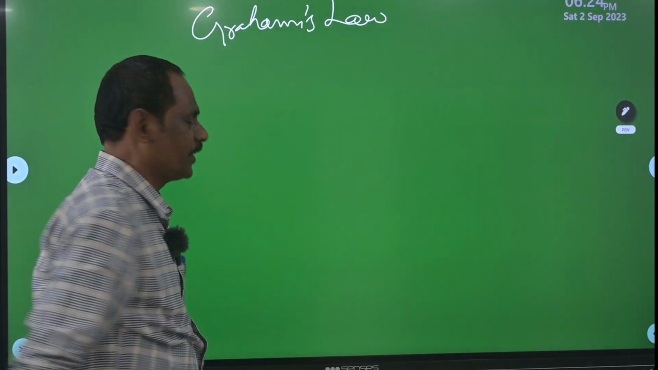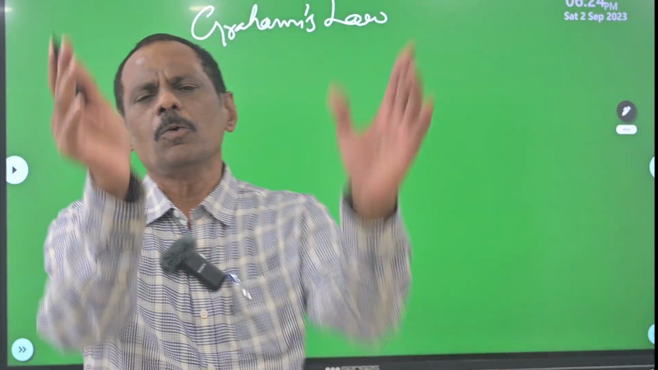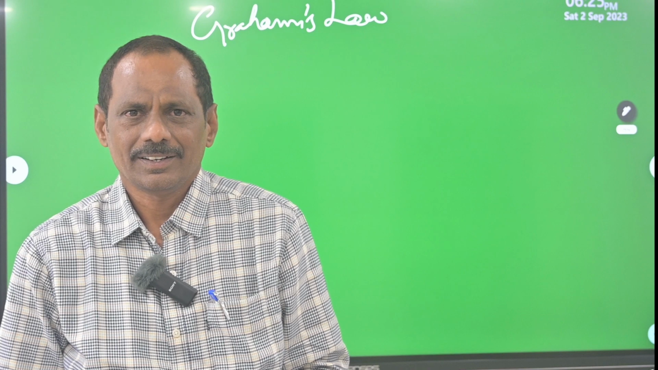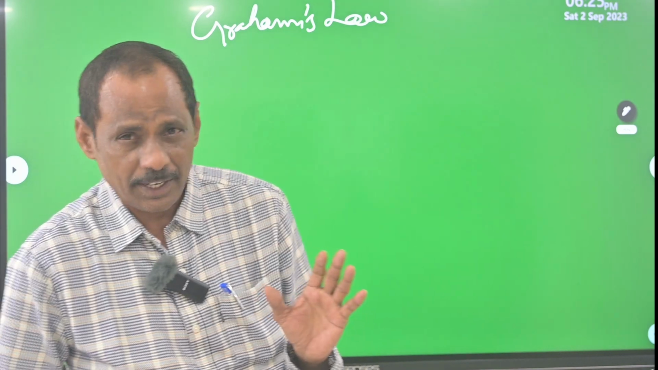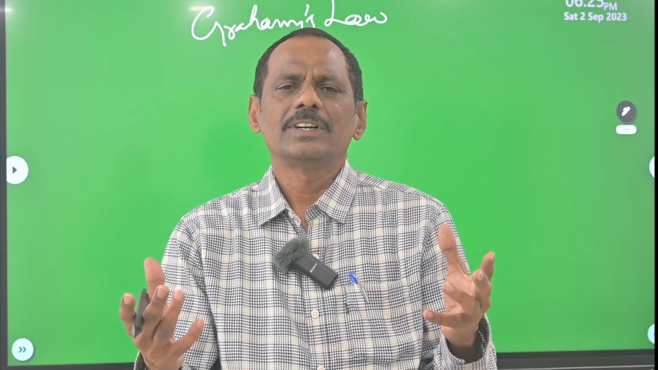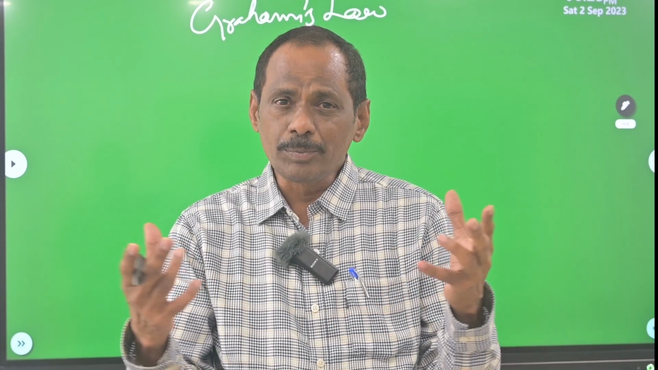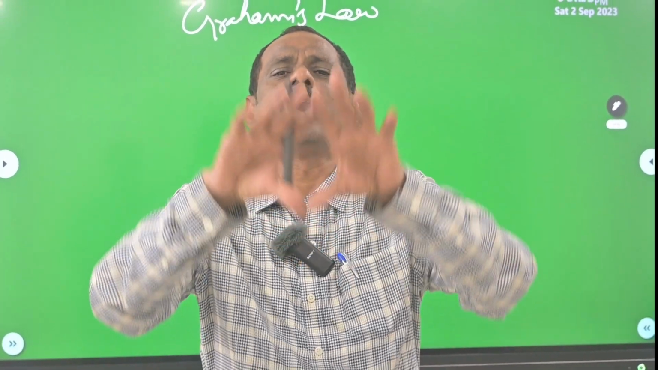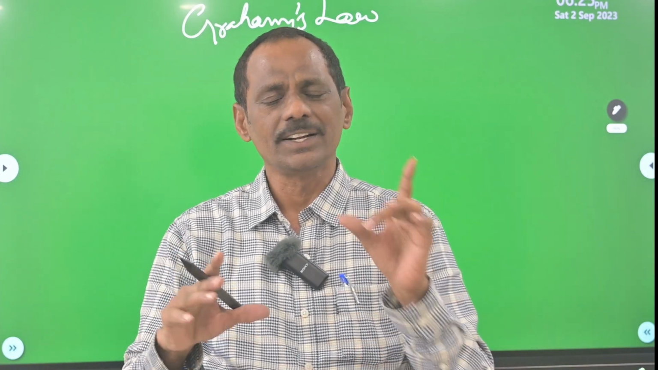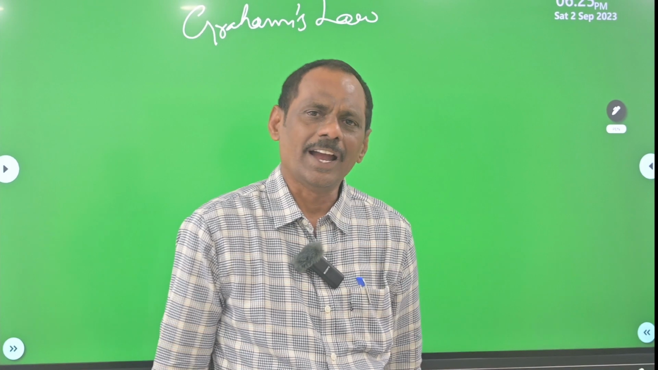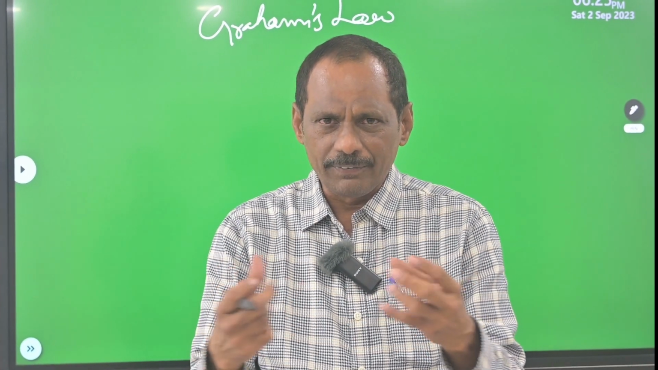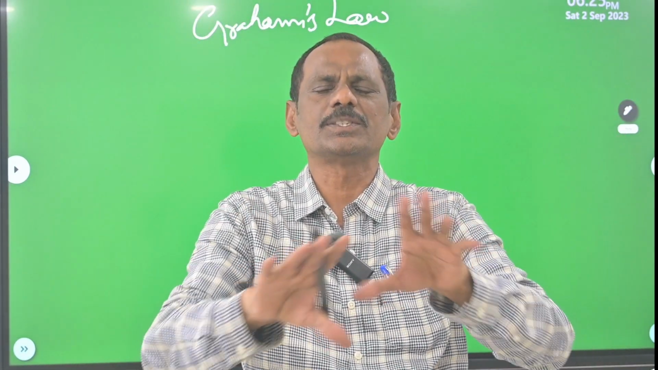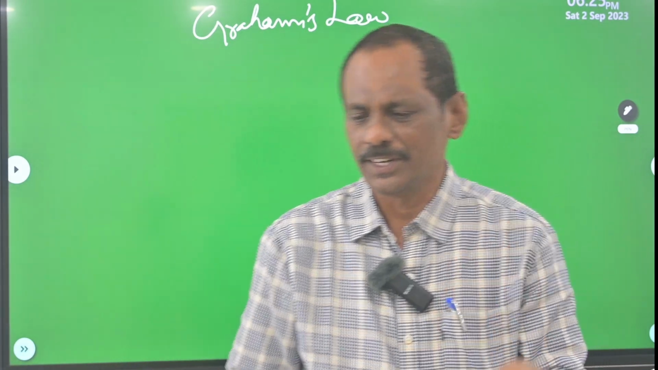Graham's law of diffusion. So first of all we should know what is diffusion. The definition is intermixing of gases. Intermixing of two or more gases against the gravitational forces to form a homogeneous mixture is called diffusion. I repeat, intermixing of gases against the gravitational forces to form a homogeneous mixture is called diffusion.